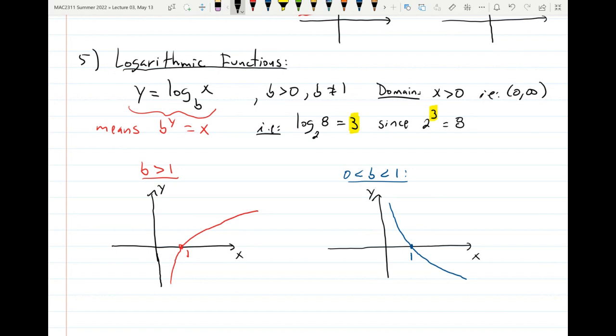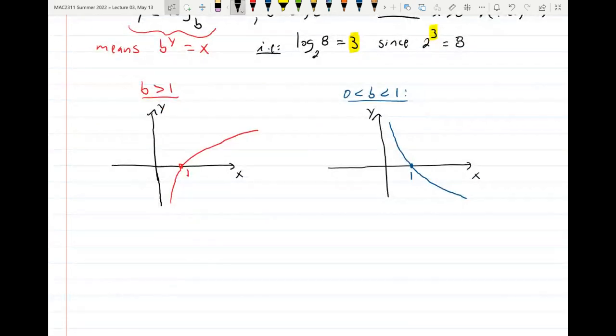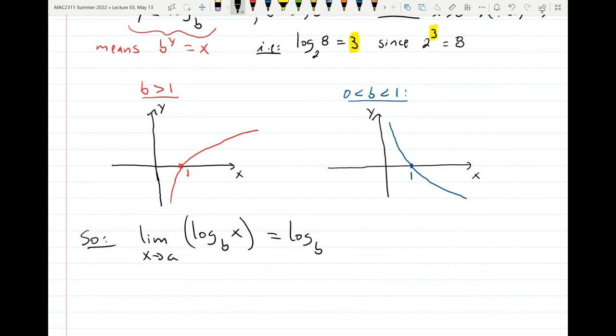Once again, as long as you approach a number that's in the domain of the log, all you have to do is evaluate the function, because there is nothing strange happening. So let me write the general property. The limit as x approaches a of log base b of x is just log base b of a, if a is in the domain. In other words, if a is bigger than 0.